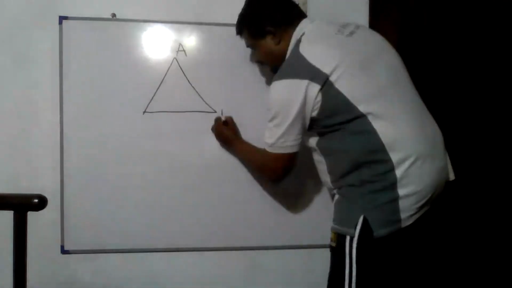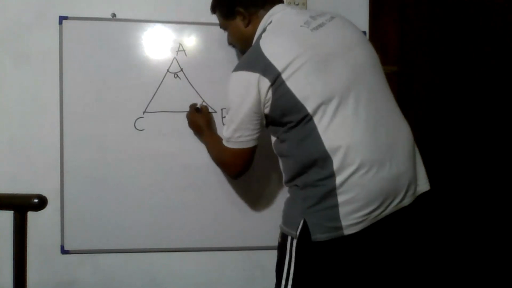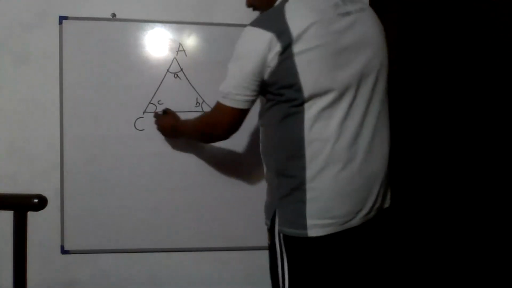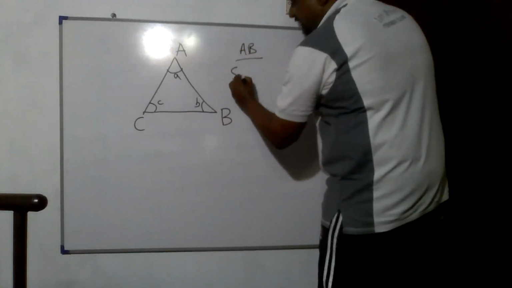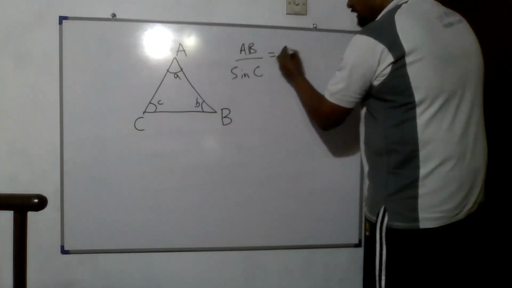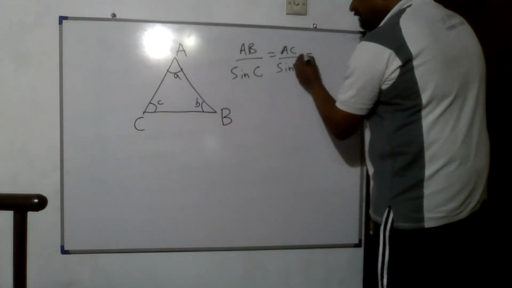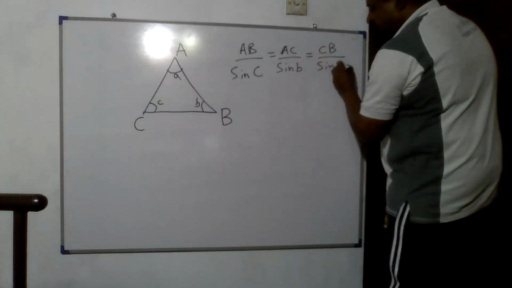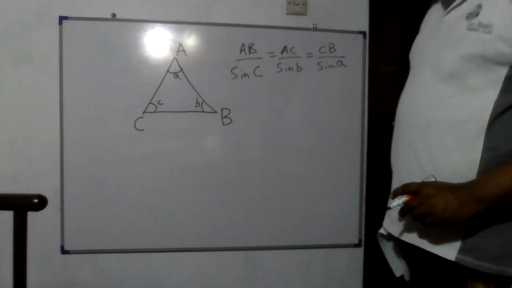Okay. Now, let's say this is B, C, and if this is A, by convention, we use simple letters for angles, right? And the sine rule is AB over sine C equals AC over sine B equals CB over sine A. Okay? Can you see this? This is the sine rule, right?